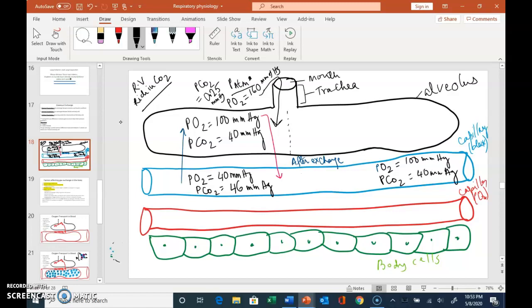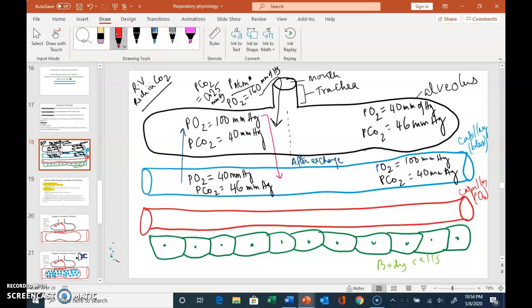So, what happens to the partial pressure of these gases in the alveolus then? Well, in the alveolus, after exchange, partial pressure of oxygen drops to 40 millimeter of mercury, and partial pressure of carbon dioxide is about 46 millimeter of mercury. All right. So what do we see here, class? What's the point? The point is that we see that after the gaseous exchange between the capillary and the alveolus, there is obviously change in partial pressure, right?